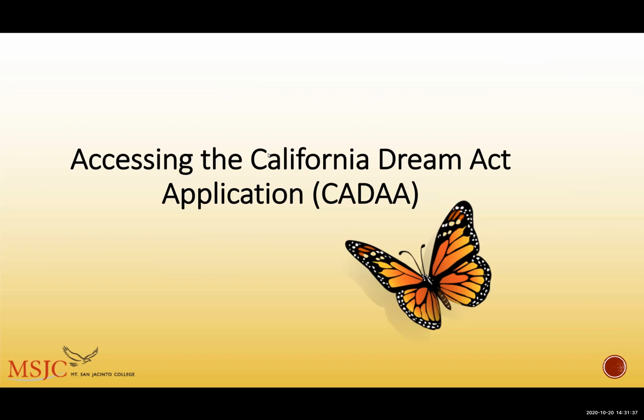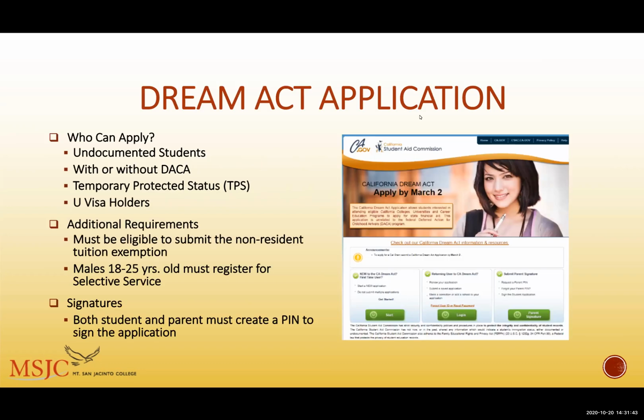Okay, accessing the Dream Act application, which is called CADAA. So this is the way your Dream Act application would look when you go onto the website. Okay, so it's intended for, of course, your undocumented students, whether they've applied with DACA or not, if you have temporary protected status, or a U visa holder. Okay. Another thing is, even if you have this status on the top of who can apply, your college or university where you are planning to attend needs to determine that you are considered an AB 540 student.